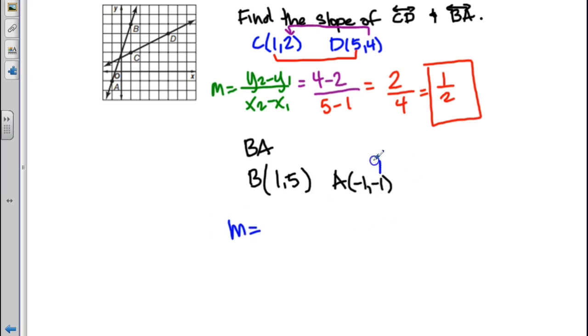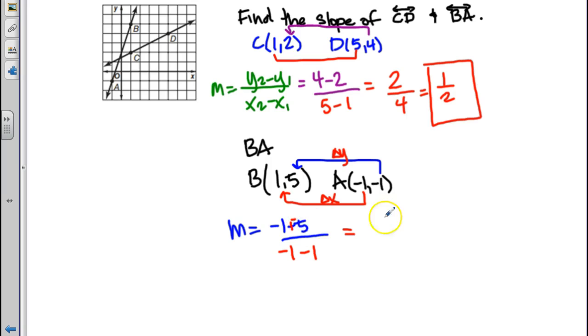All right, here we go. Change in Y. So -1 minus 5 over change in X. So change in Y over change in X. So -1 minus 1. All right, so -1 minus 5, same as -1 plus -5, which would be -6. -1 minus 1, same as -1 plus a -1, so that's -2. So 3 here.